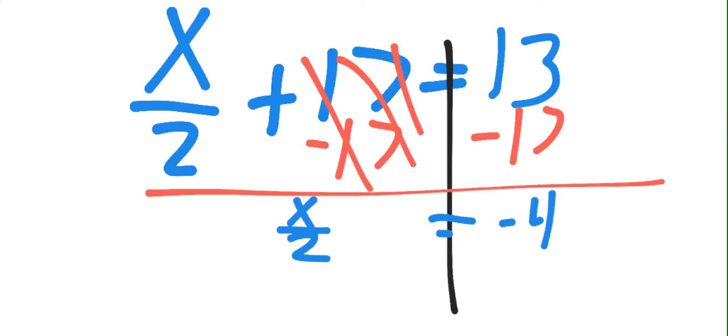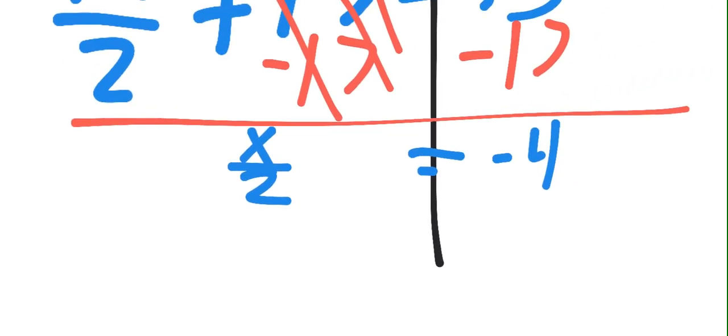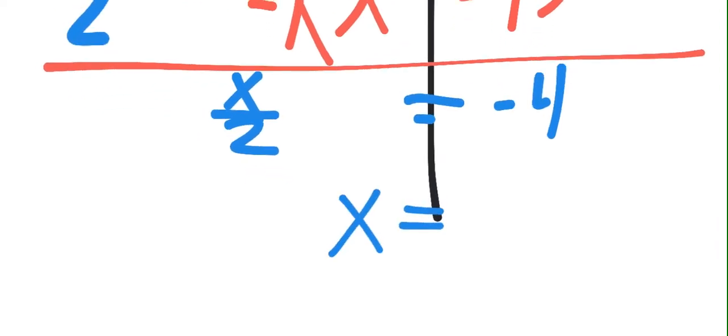Our final step, you guys know that that is division right there. To undo division, you have to multiply. Multiply both sides by 2 and find out what x is. So I'm going to let you guys figure that part out for yourselves.